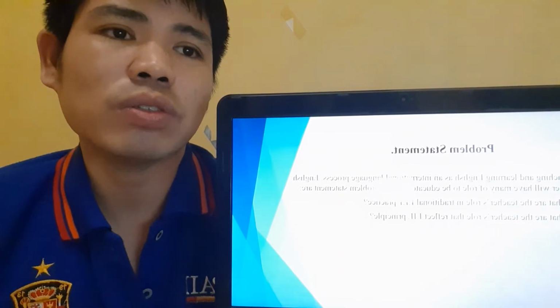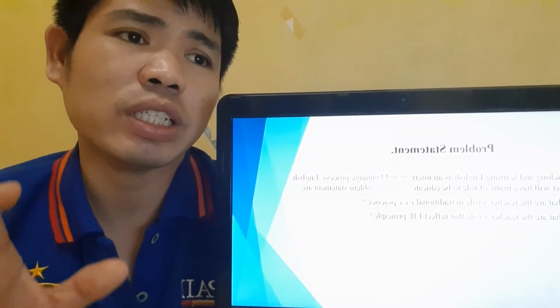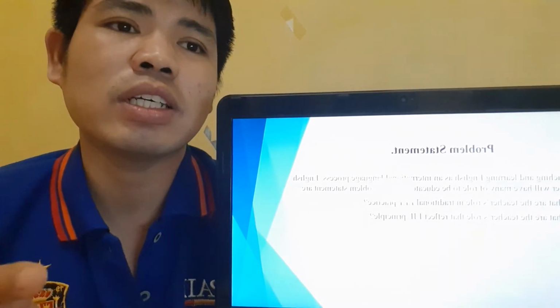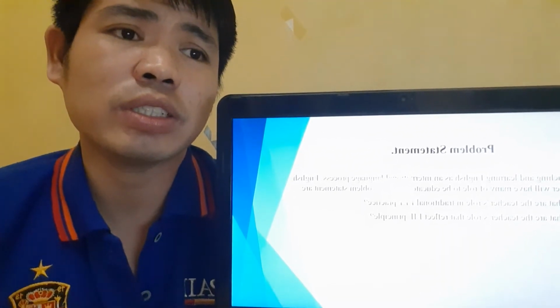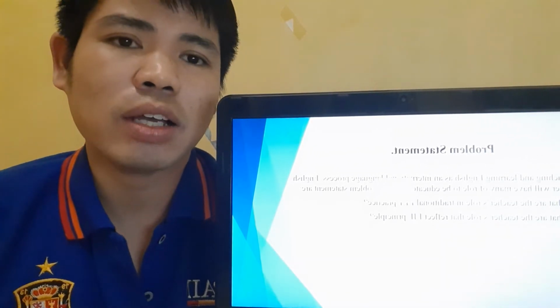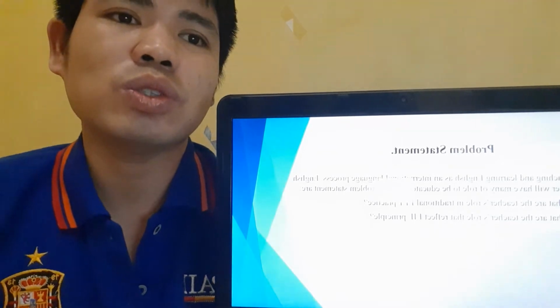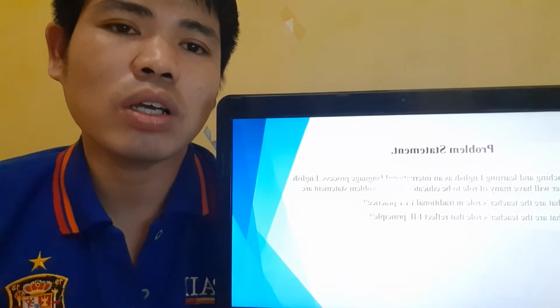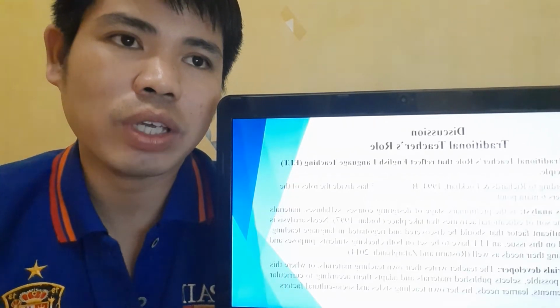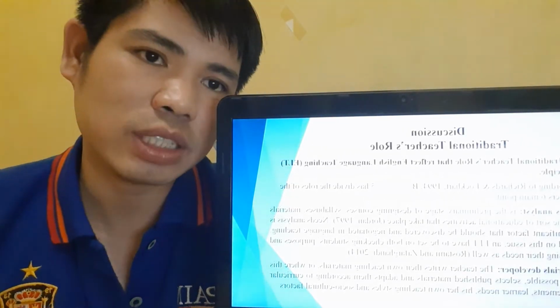So the teacher's role in teaching, especially teaching English, is in effect more than just teaching, as education changes from time to time. Teachers are demanded to become more flexible in teaching. Okay, let's move to the next slide.